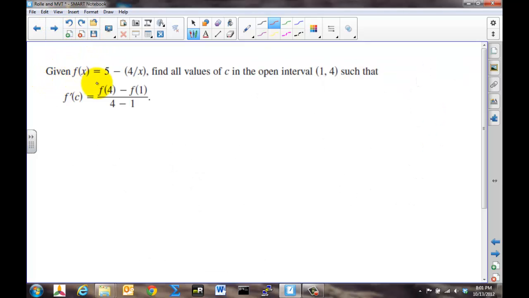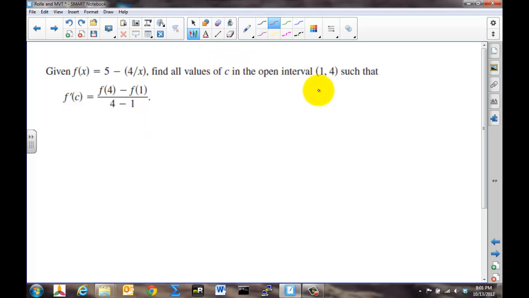Well, let's look at this problem. It doesn't say Rolle's or mean value, but I think we'll find that one of them applies here. Given that we've got a function, find all values on the open interval such that this is true. Well, it doesn't say Rolle's or mean value, so let's just jump in and start doing some math.